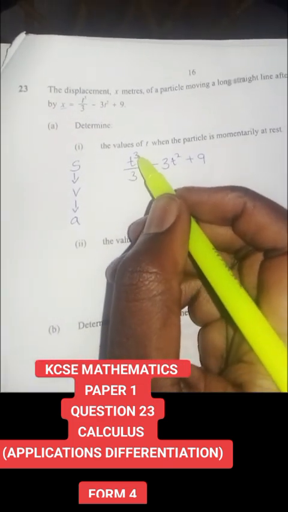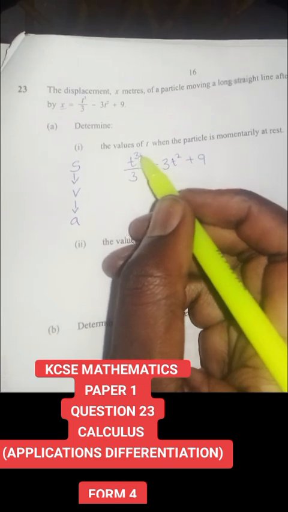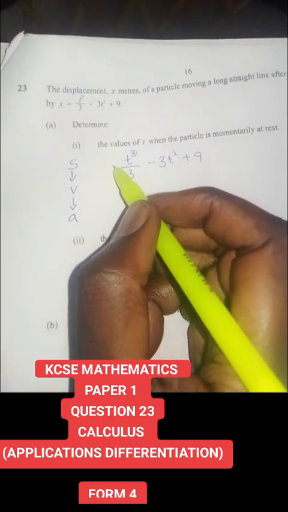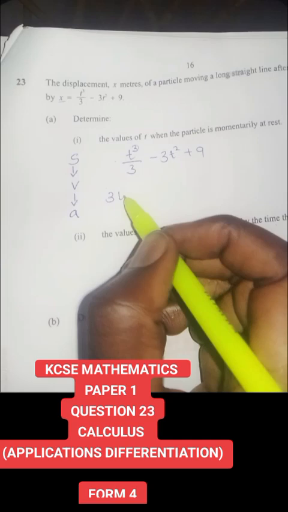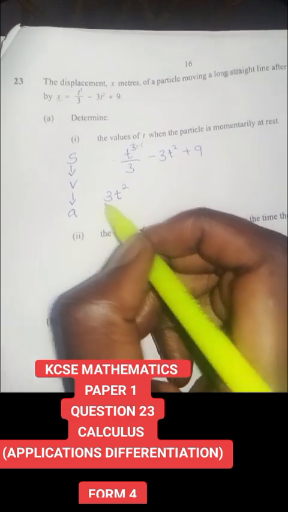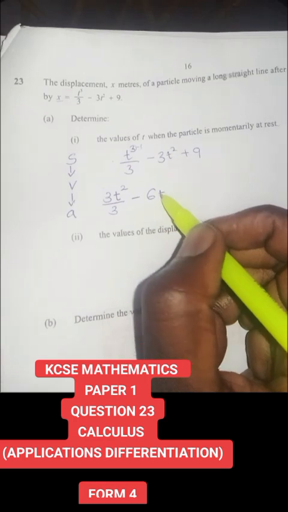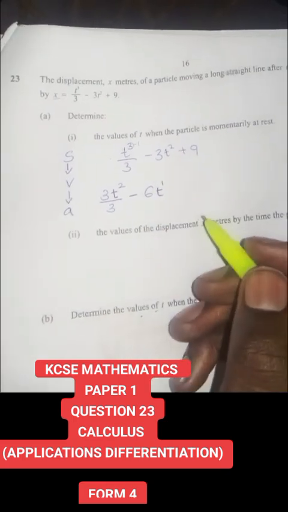Therefore, how do I differentiate? I take the number on the power form, I multiply it here. So it's going to be 3t. Then you subtract 1 from the power, which is 2, all over 3, minus, again, 2 times 3, that is 6t. For t, I subtract 1, which gives t power 1. You can write it like that just to avoid confusion.